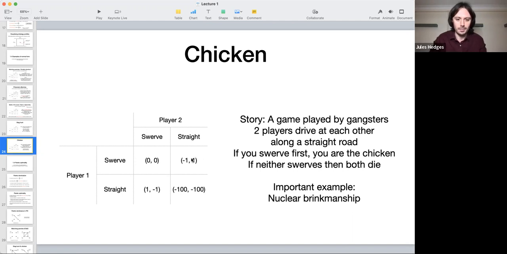Here, player one swerves first. Player two goes in a straight line, never swerves. So now player one is in social disgrace, gets -1. Player two has won. But if you both go straight, then you both get some negative payoff. So you both crash and die. So this is a model of, for example, nuclear brinkmanship. So this is everyone dies in nuclear apocalypse. And then the +1 is like you look strong domestically by not backing down.